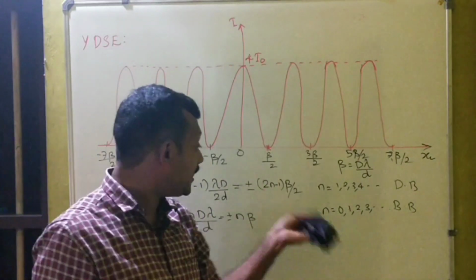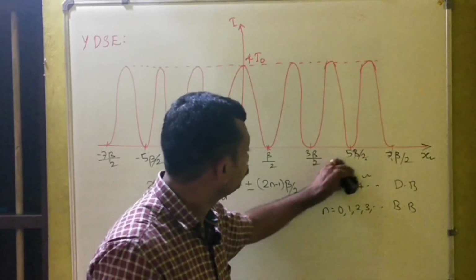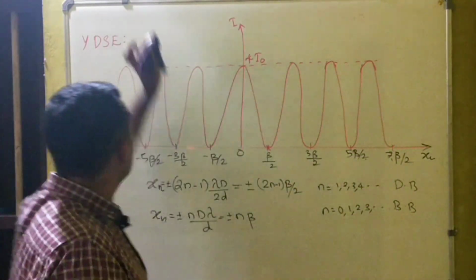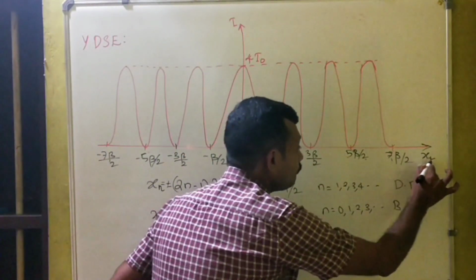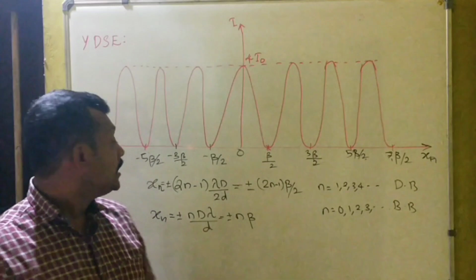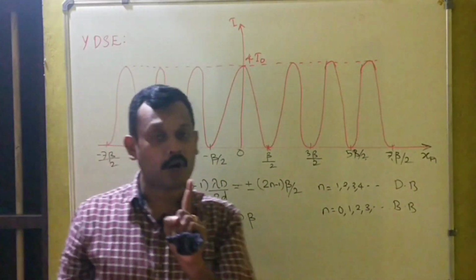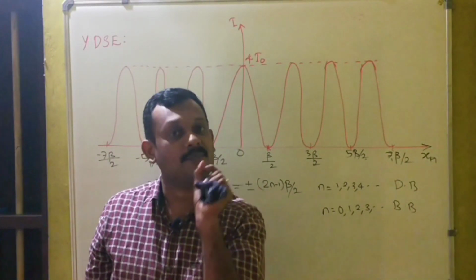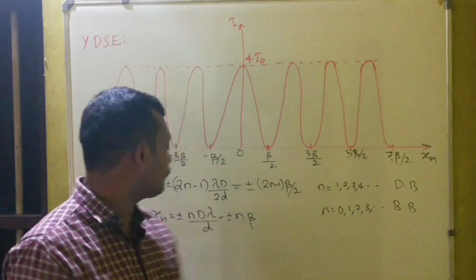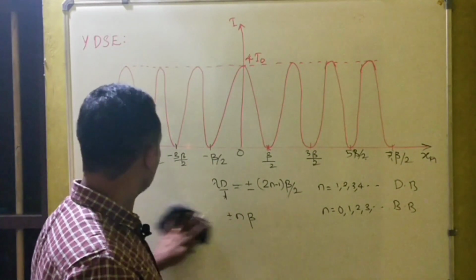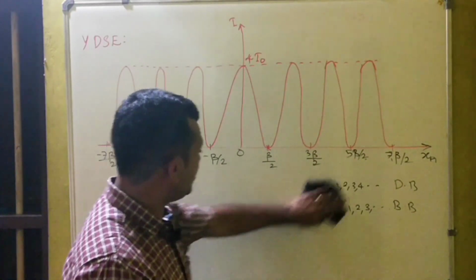So these are the variation of the intensity in terms of the distance from the central band. So in YDSE, the most important point you have to understand is that the central band is a bright band irrespective of the wavelength of light involved. Now we will move to the next condition.